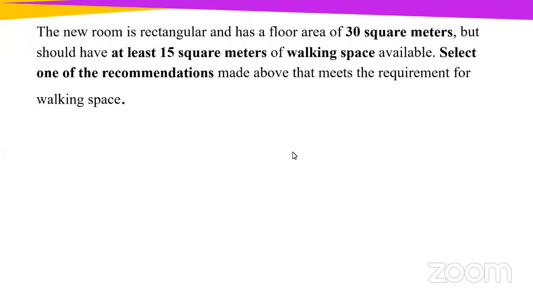The new room is rectangular and has a floor area of 30 square meters, but should have at least 15 square meters of walking space available. Select one of the recommendations made above that meets the requirement for walking space.